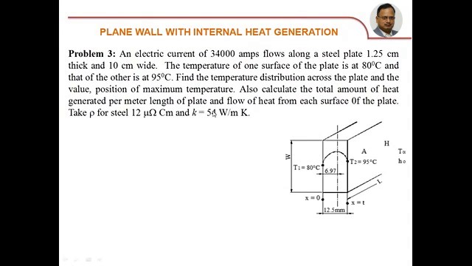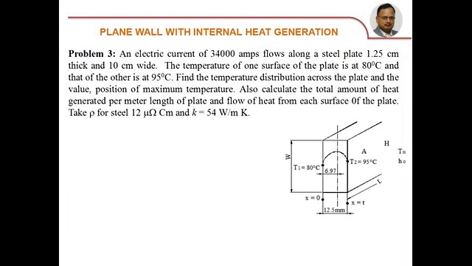Now let us take a different problem. Imagine there is a steel plate of 1.25 centimeter thick. It is represented as 12.5 mm here, and 10 centimeter wide, maybe this W, consider it as W, 10 centimeter wide. The temperature of one surface of the plate is at 80 degrees and that of the other is 95 degrees. He has given T1 and T2. Find the temperature distribution across the plate, the value and position of maximum temperature in the plate, and also calculate the total amount of heat generated per meter length and flow of heat from each surface of the plate.